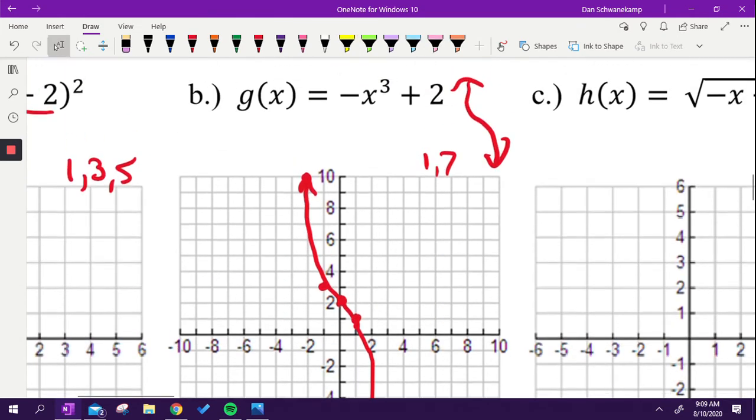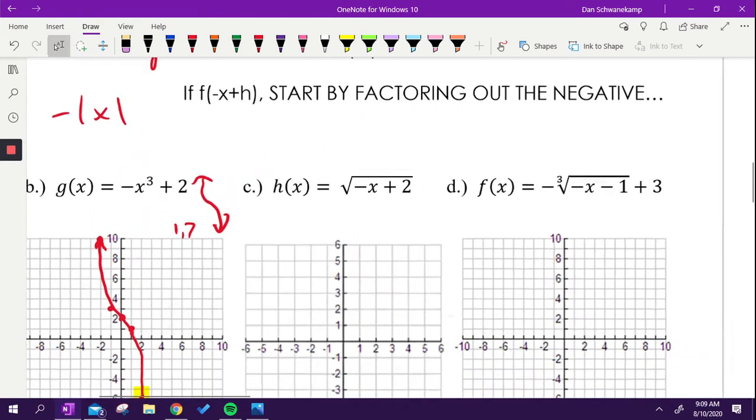All right, so a negative out in front, we flip vertically. If the negative is inside the grouping symbol with my x, like this thing right here, this one's the tricky one, then we flip horizontally.